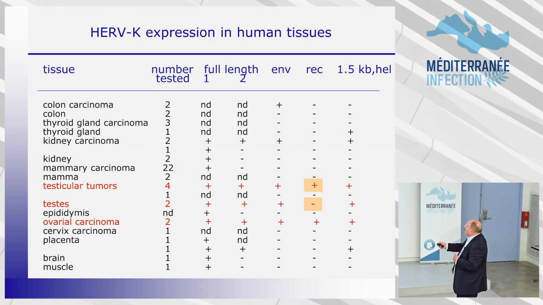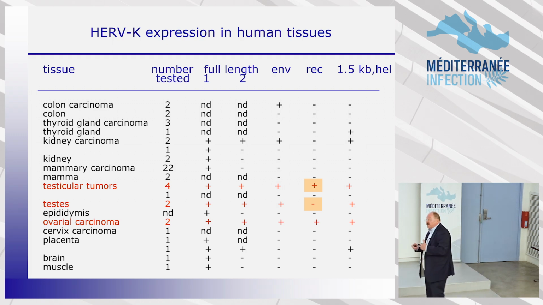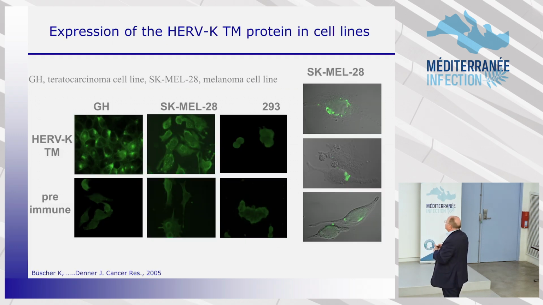And doing this for numerous tissues, we found that, for example, the REC I mentioned is expressed in testicular tumors. The ENV is also expressed in some tumors or normal tissues. This is also expressed in some, but in normal tissue, the full-length messenger RNA is always expressed, but not the spliced.